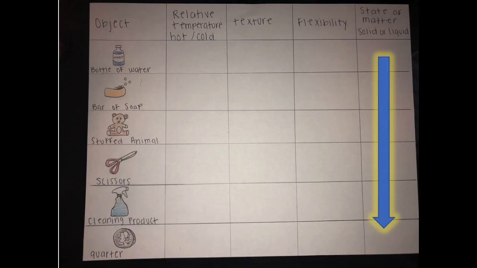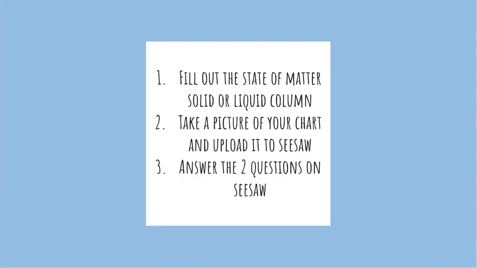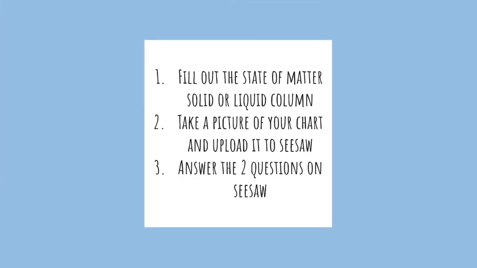Now that we have read a little bit about solids and liquids, your instructions today are to go to your last and final column that is titled State of Matter, Solid or Liquid, and fill out those boxes. You're going to determine if your objects are a solid or a liquid. If you don't know, don't worry, just try your best. Once you are finished, you are going to again take a picture of your chart and upload it to Seesaw.